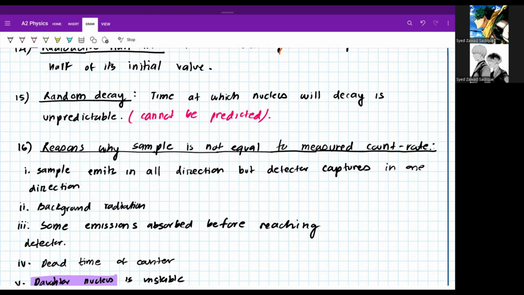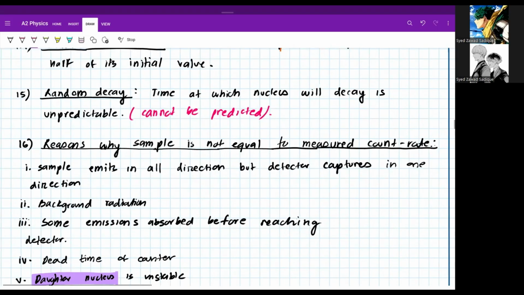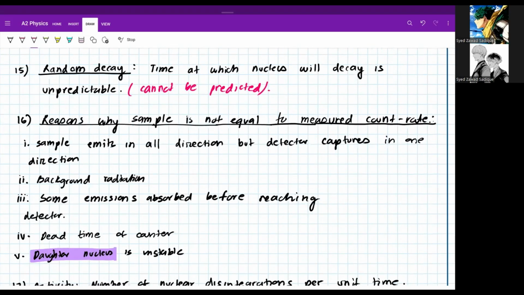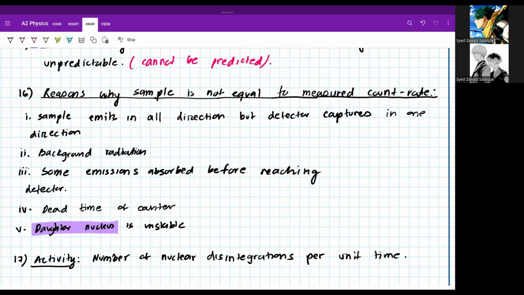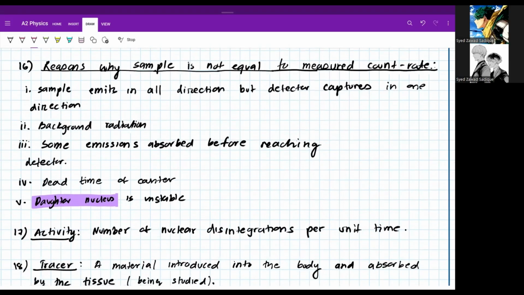Anyways, reasons why the sample's activity is not equal to the measured count rate. Number one, the sample emits in all directions, but the detector captures in one direction. Background radiation. Some emissions are absorbed before reaching the detector. Dead time of the counter. Daughter nucleus is unstable.